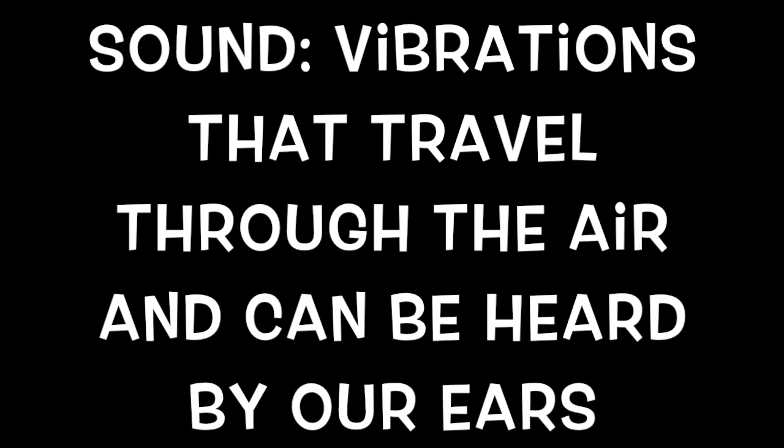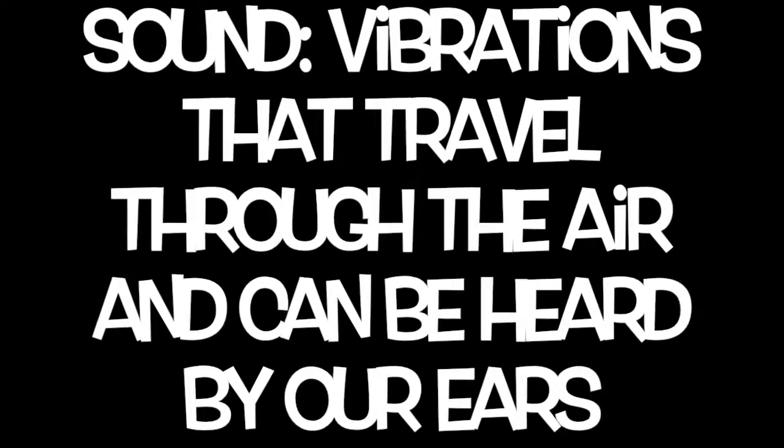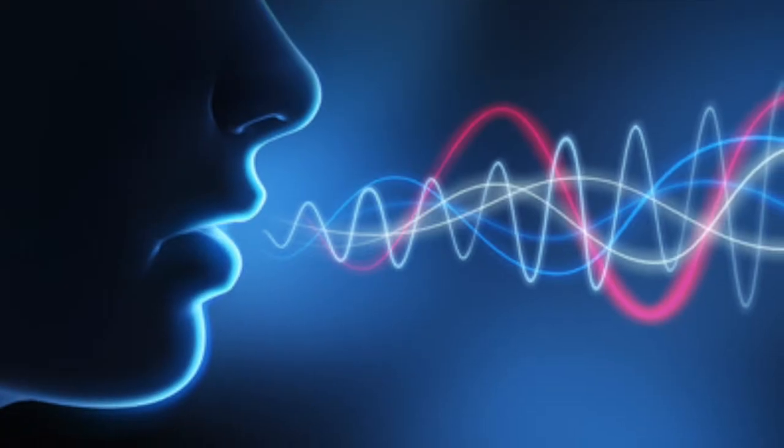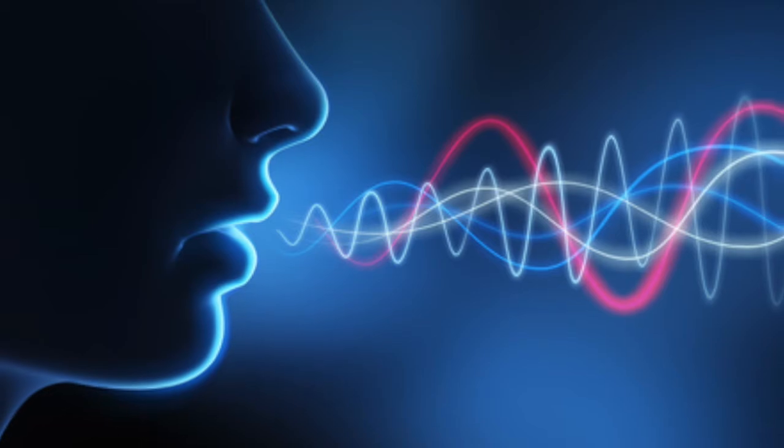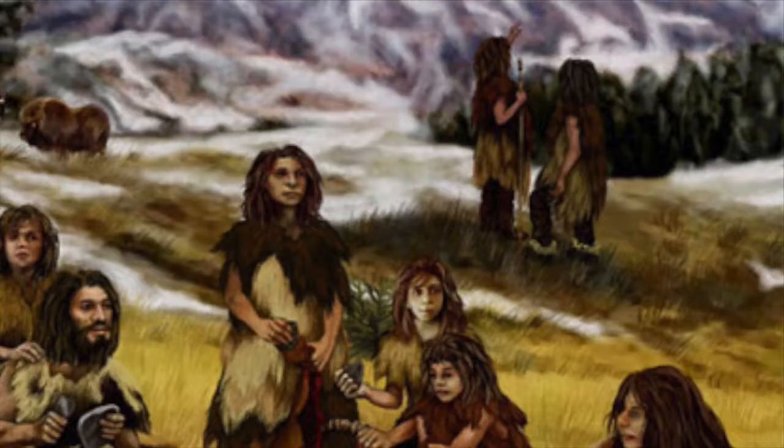So the first thing you need to make music is a sound. And sound is the vibrations that travel through the air and can be heard by our ears. But you need more than sound to make music. At some point, the early humans realized that they had their own steady beat or pulse inside their body, the heartbeat.